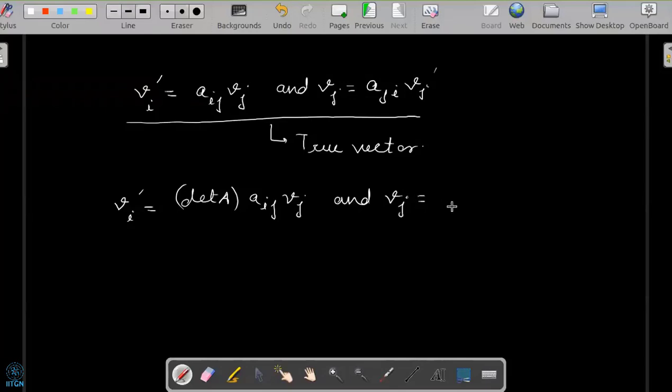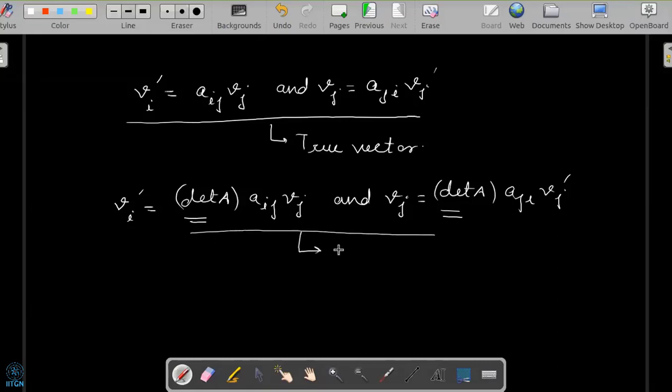Now another case is if Vi dash is equal to determinant of A times Aij Vj, and Vj is equal to determinant of A times Aji Vi dash. So here we have multiplied with the determinant. When we are doing the rotation, the proper orthogonal transformation, we got determinant equal to 1. In an improper transformation, we got determinant equal to -1. So the vector depends on whether it is improper or proper, the sign of the vector gets changed in this case. So this type of vector is known as a pseudo vector.